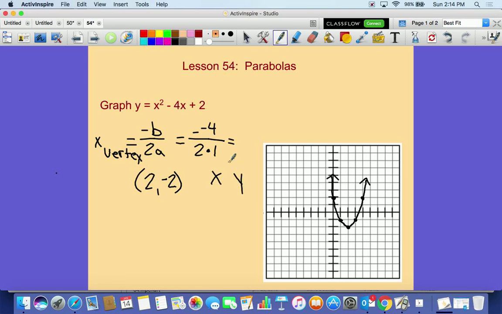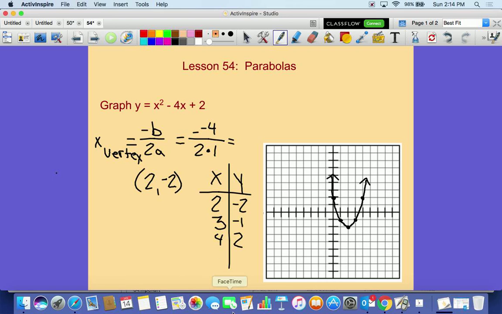You can make an XY chart from here. We know the first point is 2, negative 2. Use an x value that is just bigger than it, so for example, a 3 here, and then we plug this into the equation. 3 squared is 9, minus 12 is negative 3, plus 2 is negative 1. 3, negative 1 is right where this other point was. You can also choose a 4 to get our other point. 4 squared is 16, minus 16 is 0, plus 2 is 2. 4, 2 is right there.